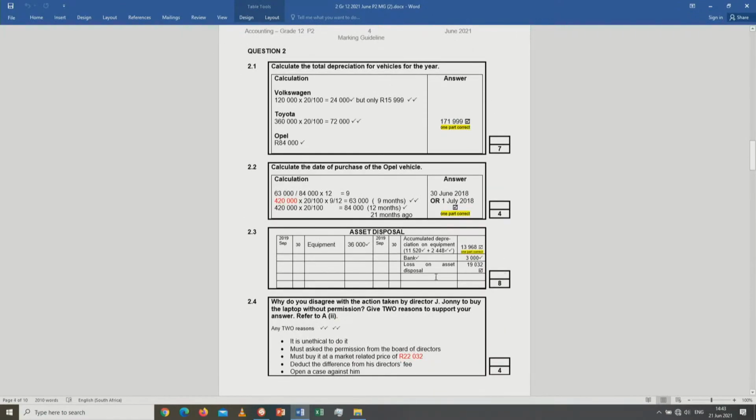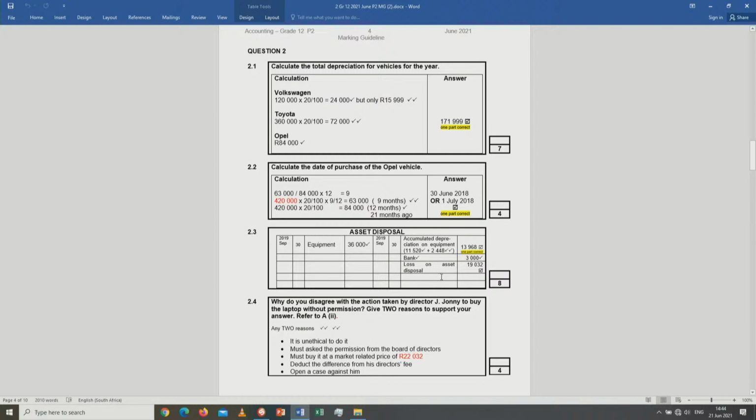2.1. Let's go to 2.1. Calculate depreciation. I showed you to calculate that 24,000. Most learners will most likely get the 24,000 and get only 1 mark for it. But then if they give the 15,999, they get 2 marks. Toyota, 72,000, 2 marks. No part marks or method marks there.